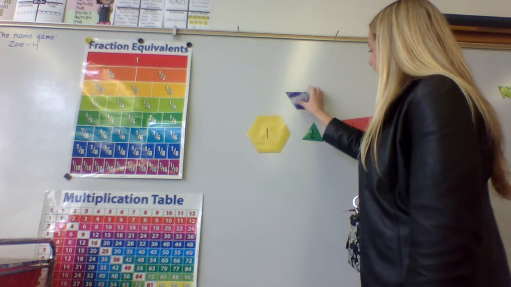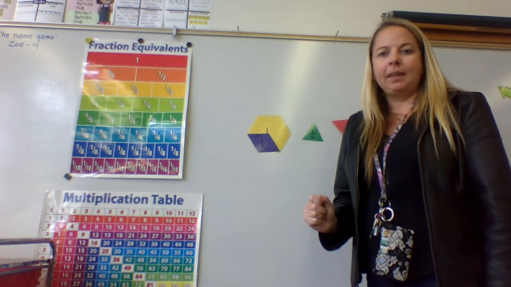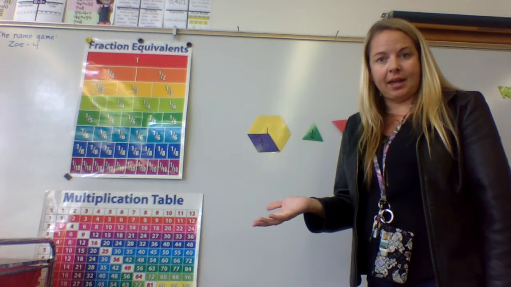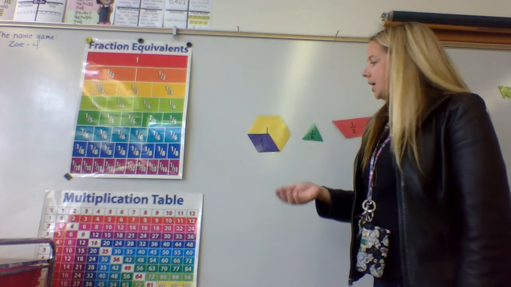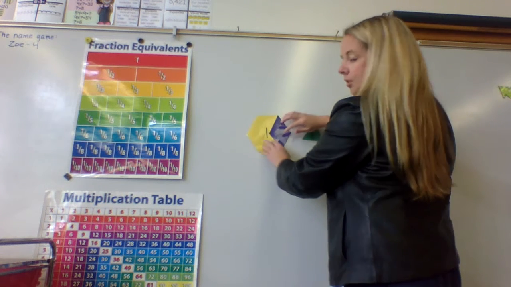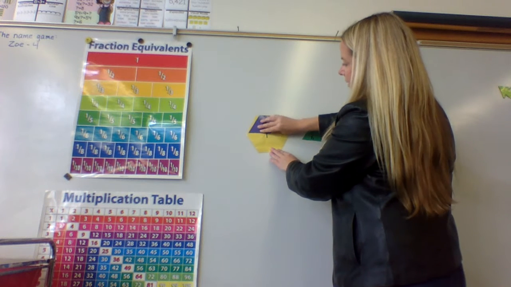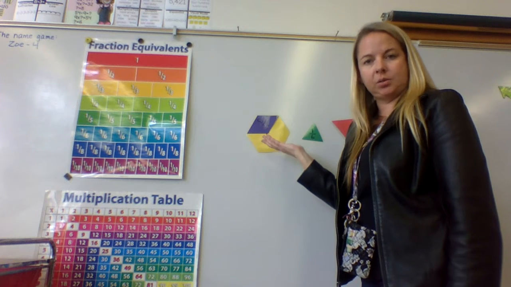If I take my rhombus and put that on my hexagon, that represents 1/3 of the hexagon, which means that I should need 3 pieces to cover up the entire hexagon. So here's 1 piece, here's 2, and here's 3. So 1/3, 1/3, and 1/3 is one whole.